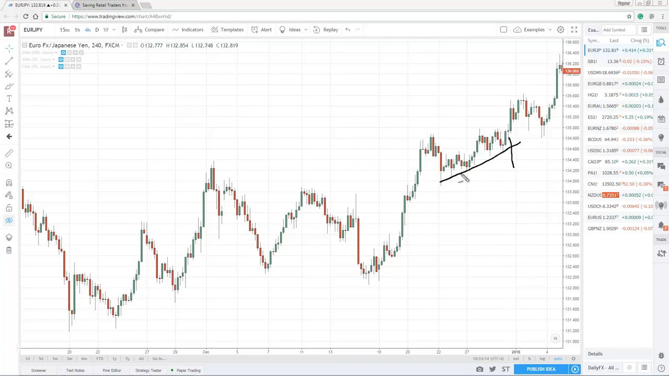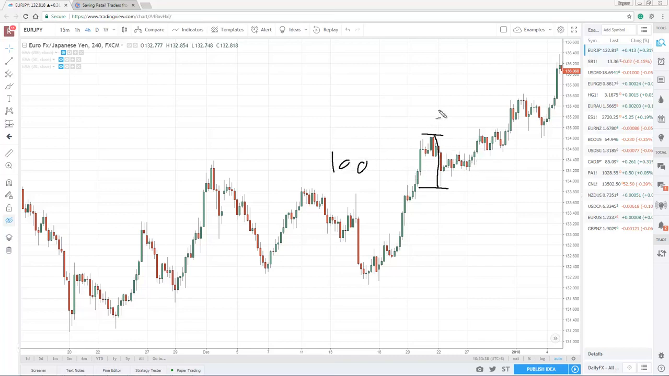Now, what about your take profit? Again, there are two ways you can go about it. For take profit, the first thing you can do, if you want to have a fixed target, is measure the move from this high to this low. So let's say, for example, it is 100 pips.